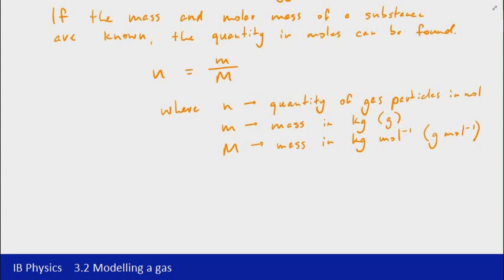So there's the quantities relating to gases and moles and molar mass. We'll now have a look in a bit more detail at what the ideas are behind gases and how they behave and why these properties come about from the motion of the gas particles themselves.